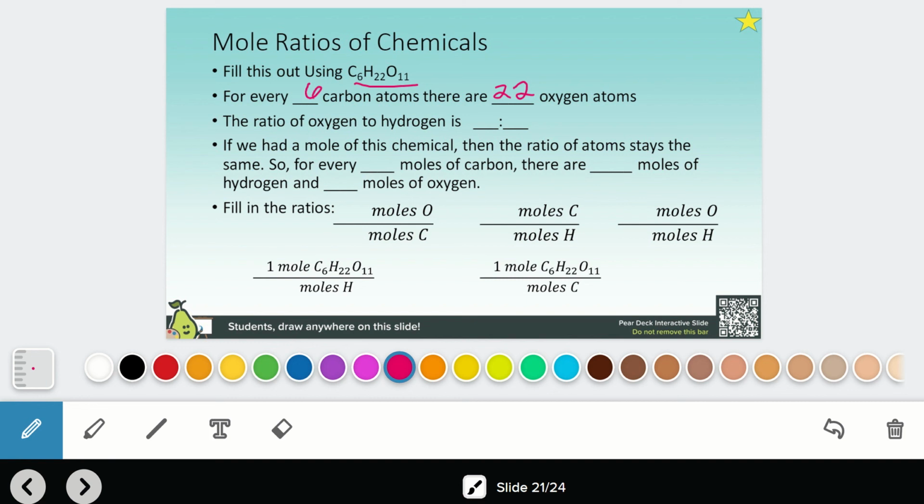And then the next one says the ratio of oxygen to hydrogen. So we'd want to put oxygen's number in first. Its subscript is 11. Hydrogen is 22. So they have an 11 to 22 ratio. All right.